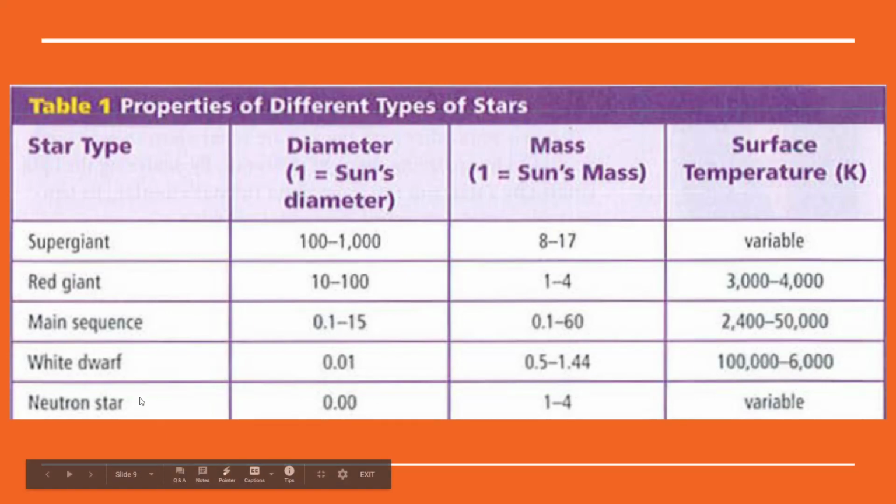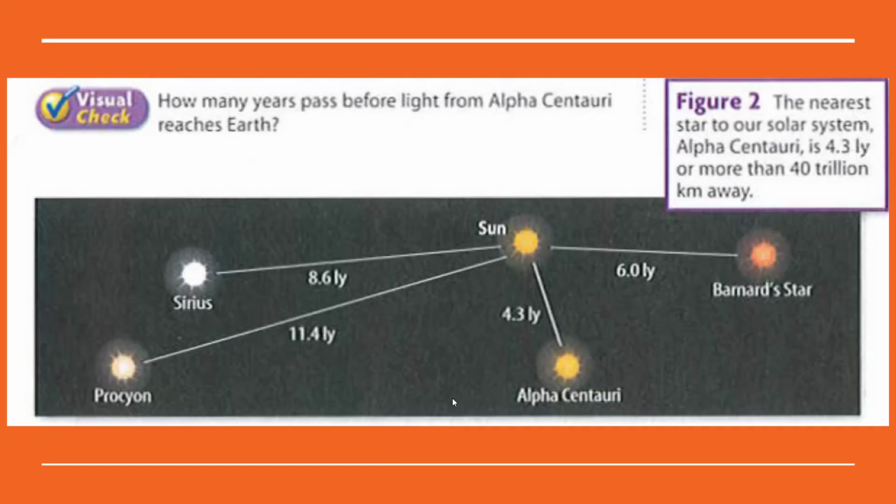So again, white dwarfs and neutron stars are really weird. They're really small, but they weigh almost as much as our sun. They can be either ridiculously hot or, you see variable, so it can be anything with a neutron star. So there's quite a few different types of stars out there. It's not just ones like our sun.